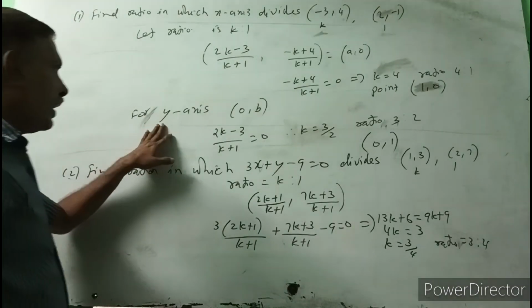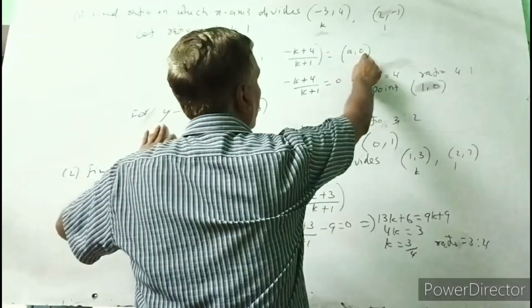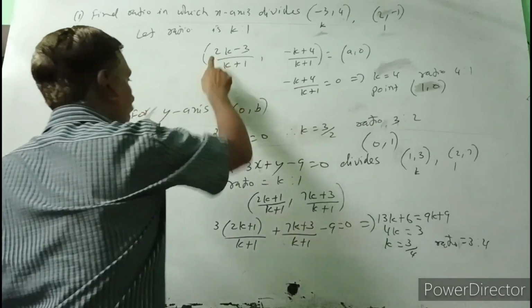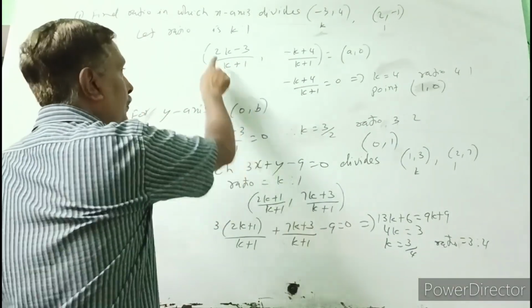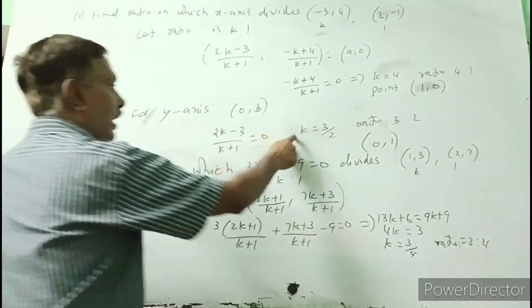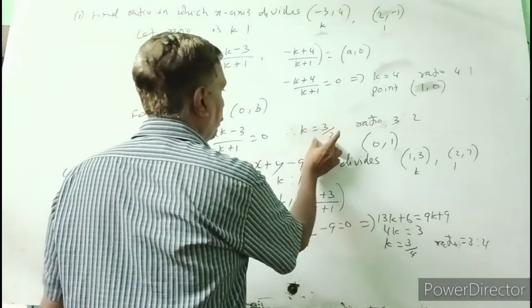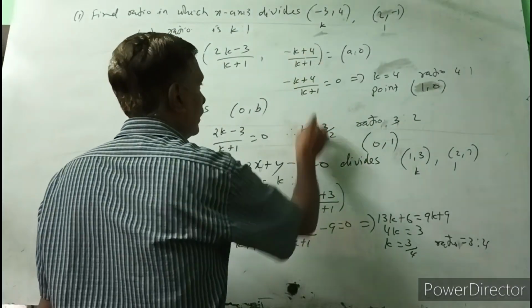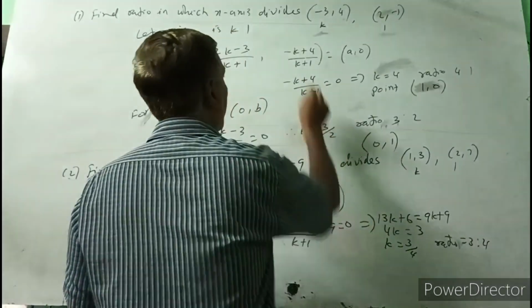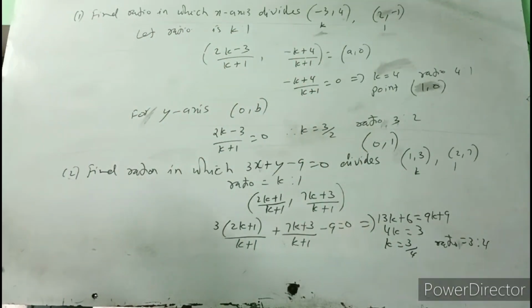Similarly, if you are taking the y-axis, what will come here? I have to take (0, p). So the first coordinate will be equal to 0. You will get k is equal to 3 by 2. The ratio is 3 is to 2. If I use this k in the second coordinate, we will get (0, 1). Put it here and see, (0, 1) will come.